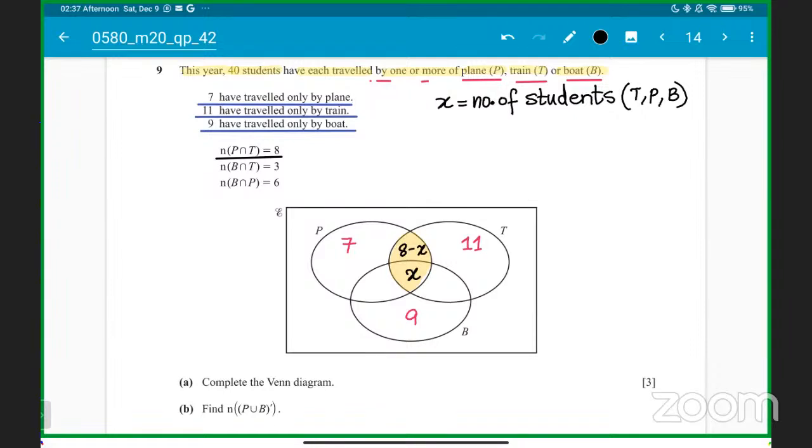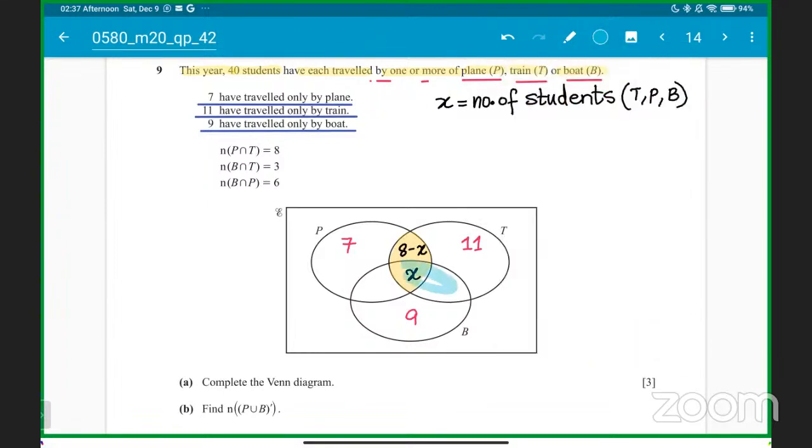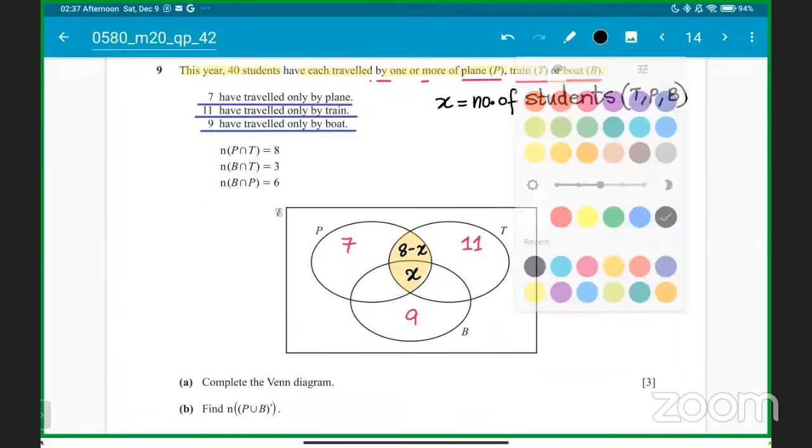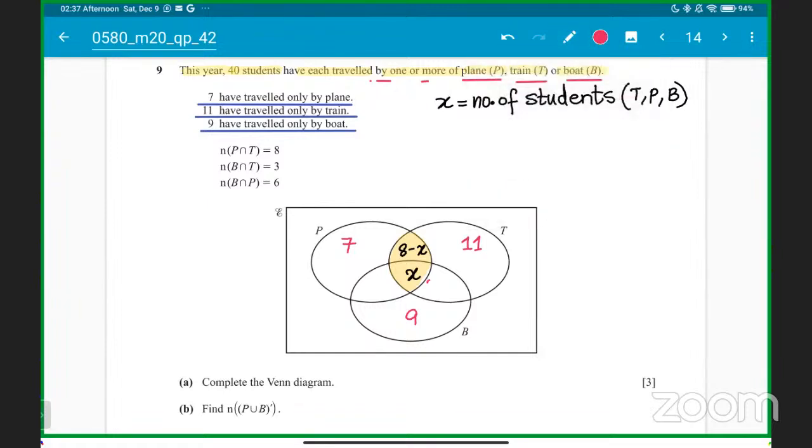Same we are going to do here for the intersection of boat and train. Boat and train will be 3 minus X, because boat and train is this whole thing. We don't know how many travel by all three, so we put that as X. The intersection between boat and train is 3 minus X. Got it? Clear?